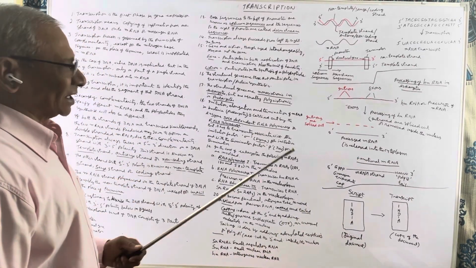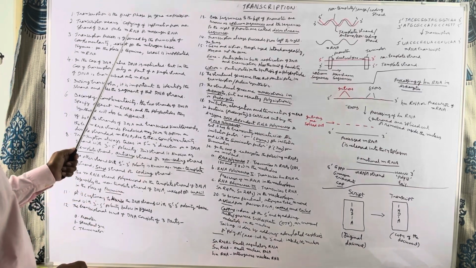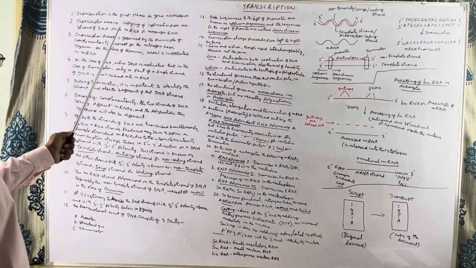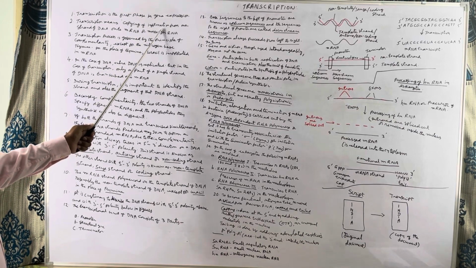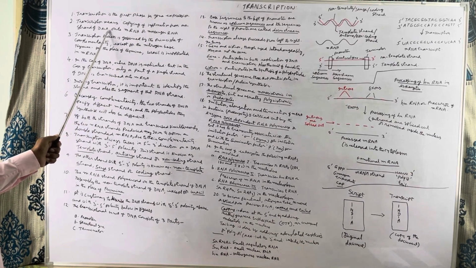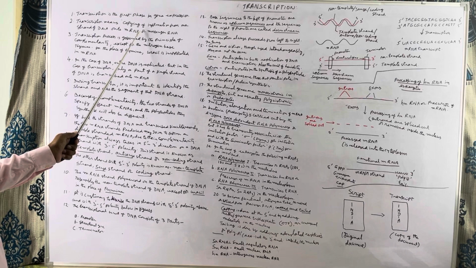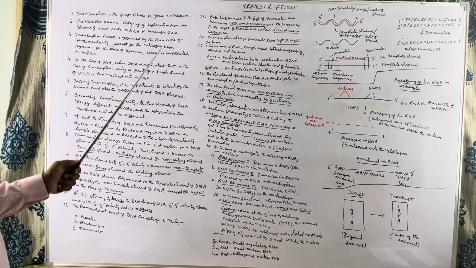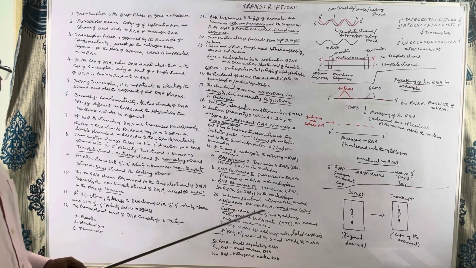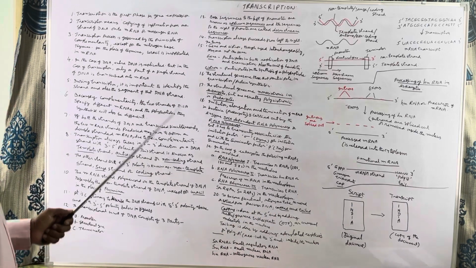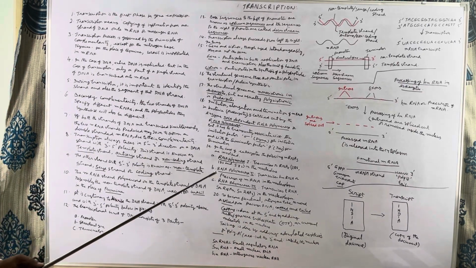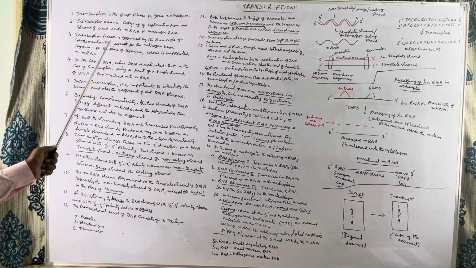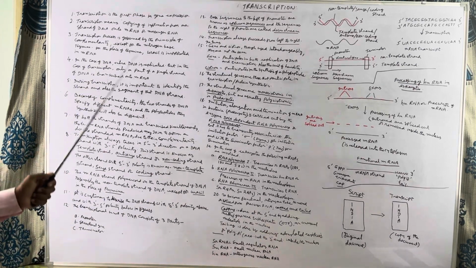It is a very complicated process. So, transcription means, in genetics, copying of information from one strand of DNA onto the mRNA strand or messenger RNA. Then, this transcription process is governed by the principle of complementarity.